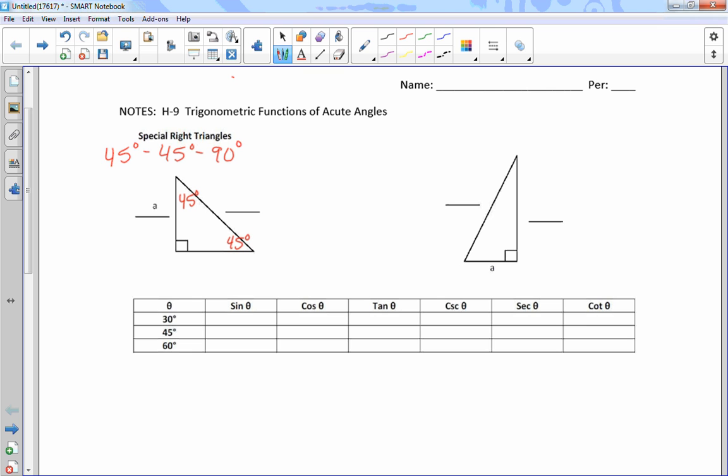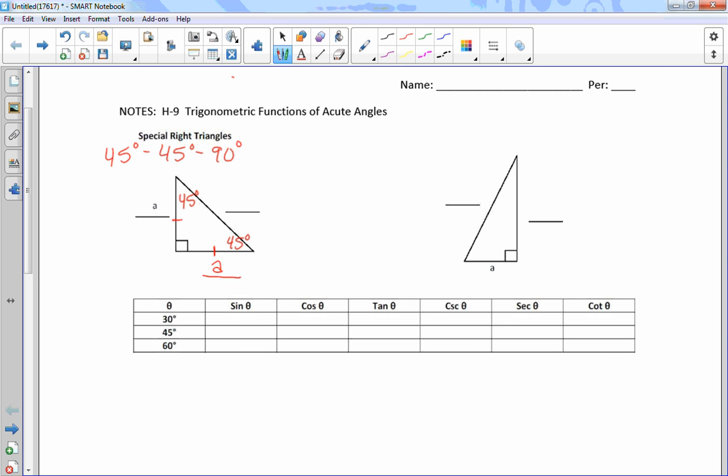A triangle with two congruent angles, and if I turn it, it will be congruent base angles. What type of triangle has two congruent base angles? Isosceles. Notice this side on the left is already marked length A. So what would the base length be? A, because it's an isosceles, so the two legs are congruent, so they're both of length A.